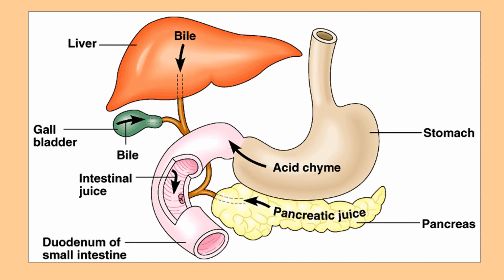I love this diagram. It's pretty simple. It shows the plumbing relationship, the structural relationships between the liver, the gallbladder, the stomach, the small intestine, and the pancreas. The arrows show the direction of movement of chyme, bile, pancreatic juice, and intestinal juice.